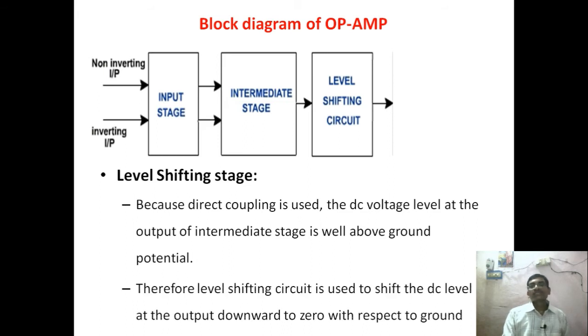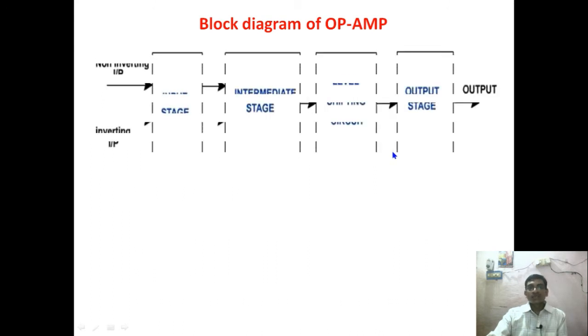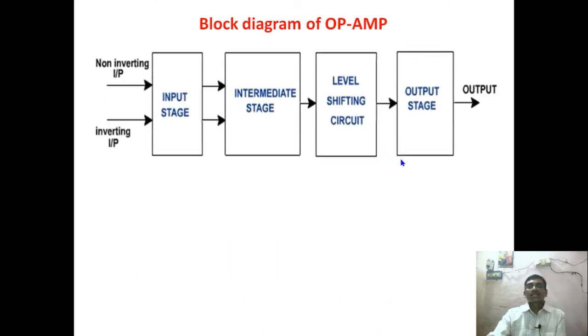Therefore, the level shifting circuit is used to shift the DC level at the output downwards to zero with respect to ground. Whatever DC is present will be shifted to the zero level. Shifting means it removes the DC and forwards only the AC signal to the next stage. And the last, fourth stage in our operational amplifier is the output stage.